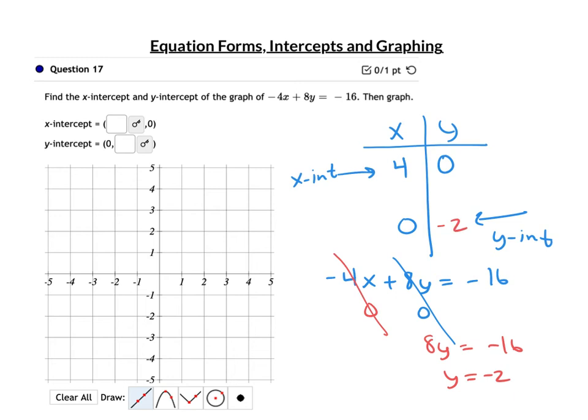Now we have to graph it. So we take those points, 4, 0, x is 4, y is 0, and x is 0, y is negative 2. And we take a ruler, and we draw a line.